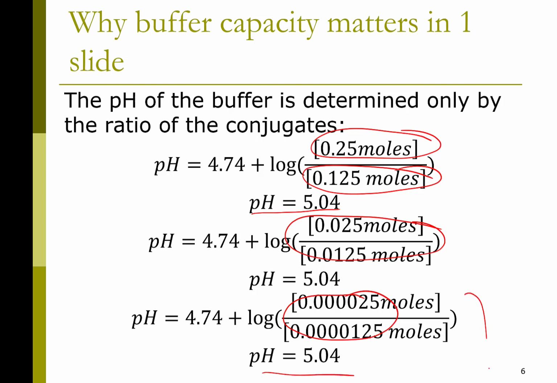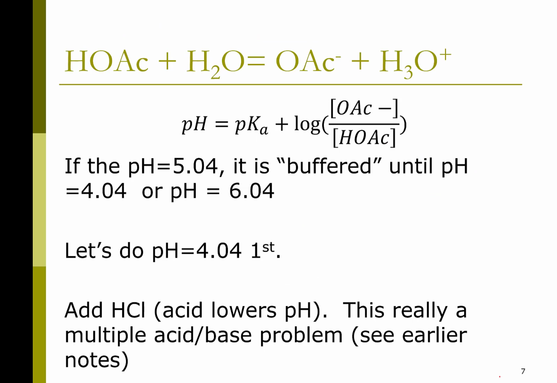The problem is this bottom buffer has so little acid and so little base in it, I can probably just breathe heavily on it and change the pH. Whereas the top one, because it has much more of the acetic acid and much more of the acetate, would require me to add more acid or more base to it. Okay, and so I have my acetic acid acetate buffer.